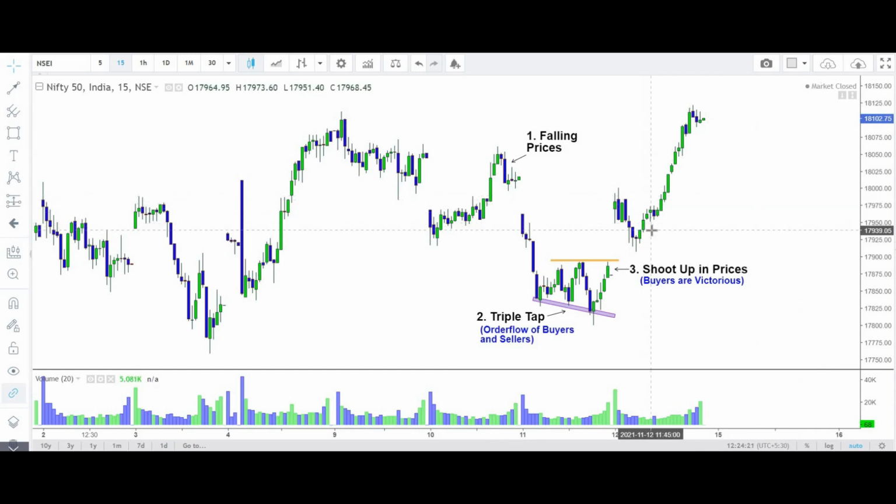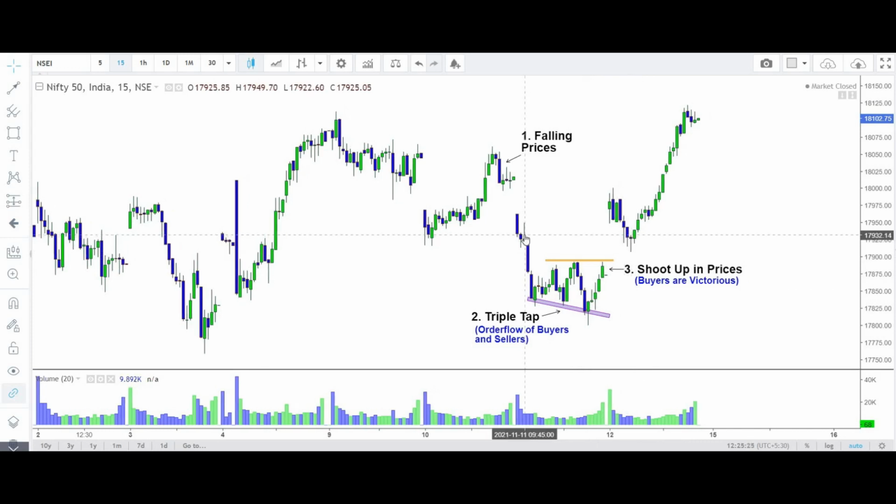So just like I said before, you need to look for three different things in this price action setup. First of all, you need to look for falling prices, and right after the falling prices, you need to look for three different taps in a parallel direction. The parallel direction can be either on the downside or the upside. And right after these three taps, if you see a quick breakout, you can take your position right after the breakout. Alright. So we have understood this triple tap order flow setup using a bullish example.